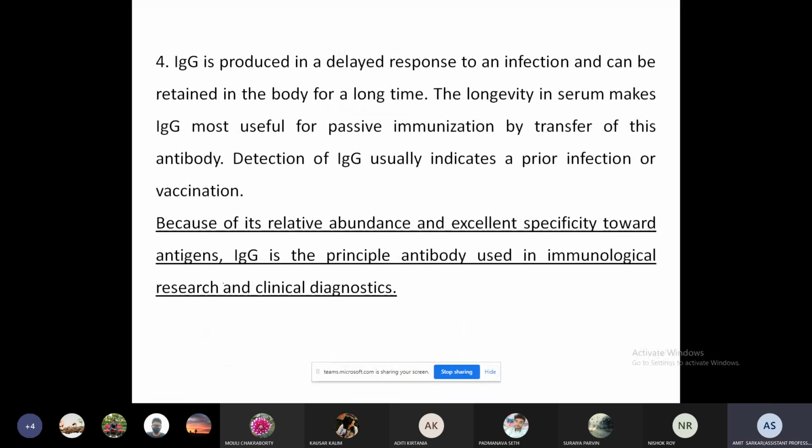And we have found that IgG produces a delayed response. It is not a quick response, but the good thing is that it is retained in our lymph, blood, or serum for a longer period of time. So whatever immunization we're talking about, we're always talking about immunoglobulin G. It could be transferred from one animal to another animal, or from an animal to a human being. So that's the way we get immunization.